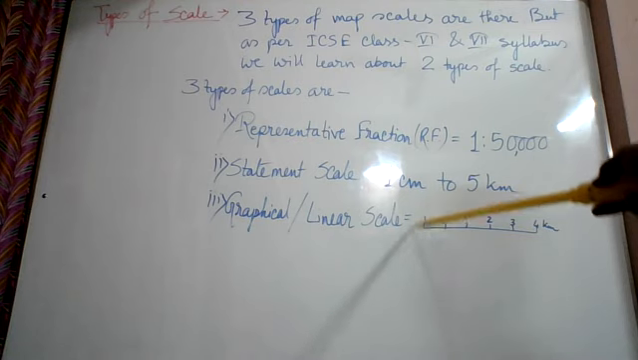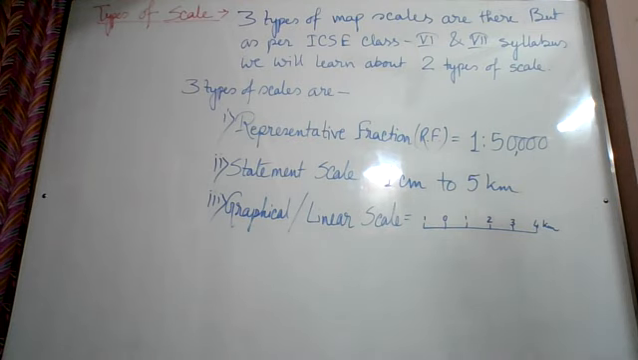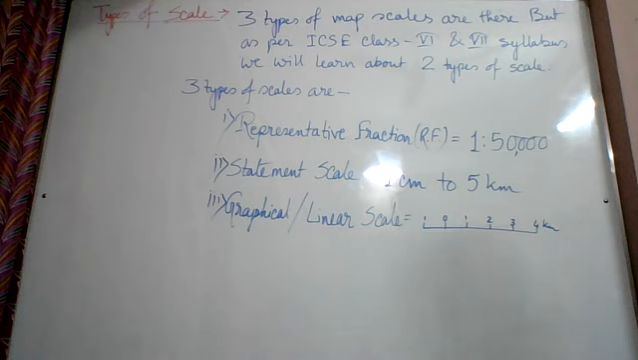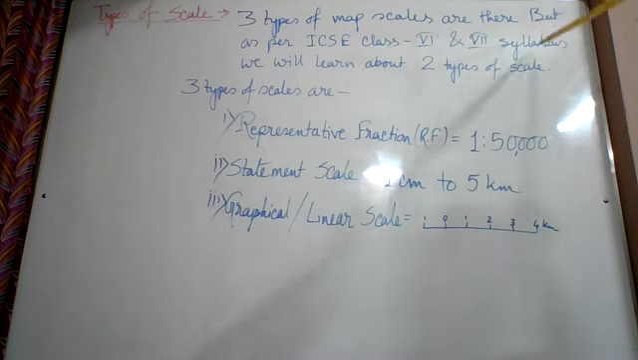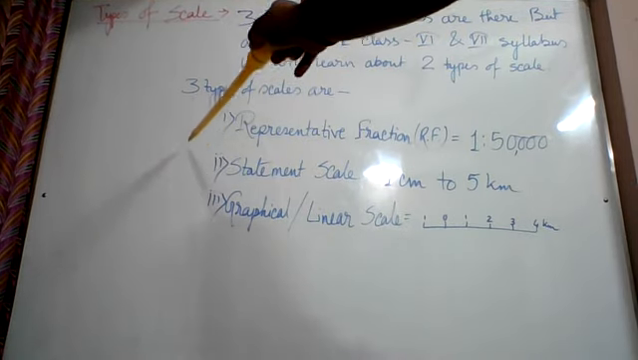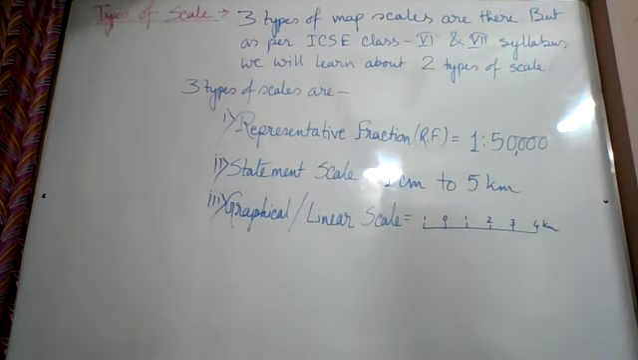This type of scale is there in the lower part or the upper part of the map. Okay, I will show you afterwards where these scales are given. The graphical or linear scale is not in the ICSE class 6 and 7 syllabus. I mentioned it once here, but as per the ICSE class 7 and class 6 syllabus, we will learn about two types of scales, the first two: the representative fraction and the statement scale. Linear or graphical scale is not there.